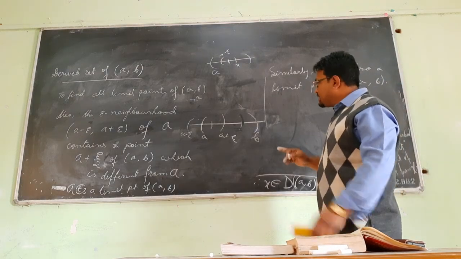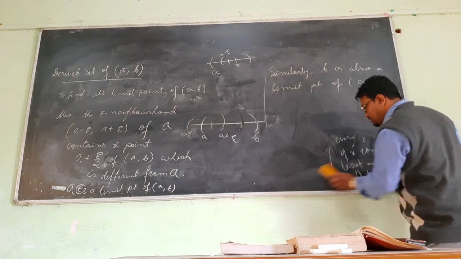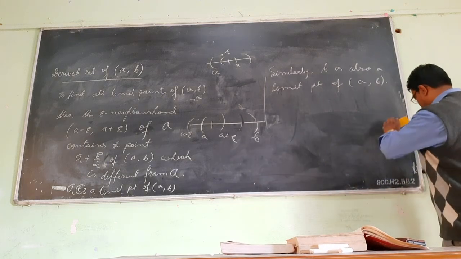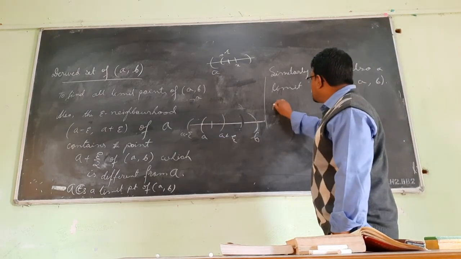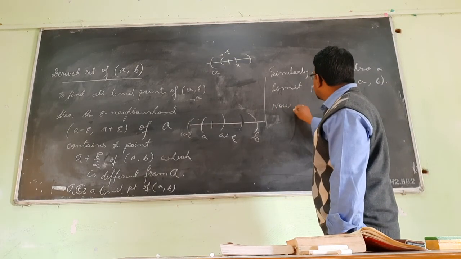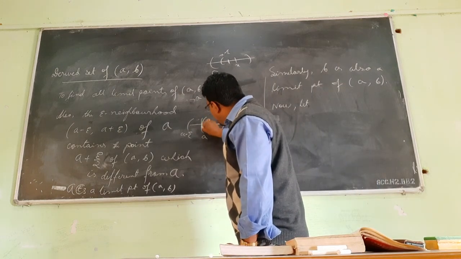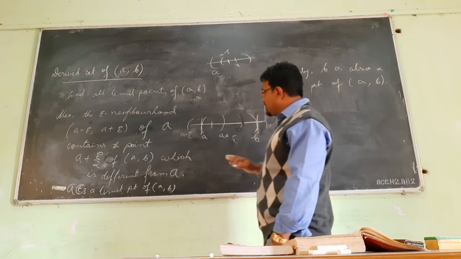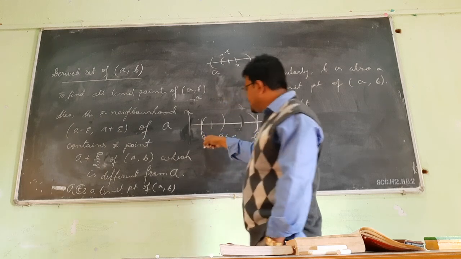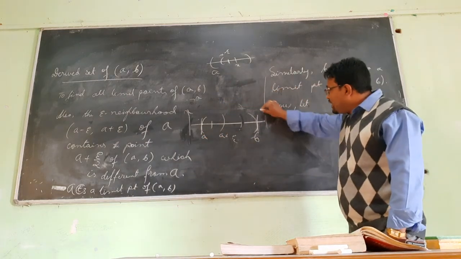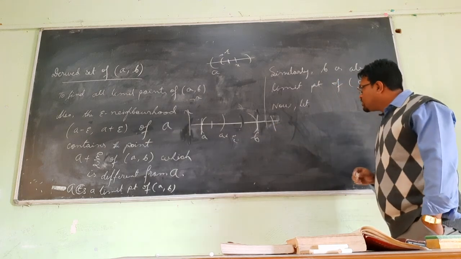Next, I have to check whether any other points can be limit points of this interval or not. I have to check whether every point from a to b is a limit point. This I have already shown. Now if I take a point x which is strictly less than a, is it a limit point? If I take a point x which is strictly greater than b, is it a limit point? This is what I have to check.